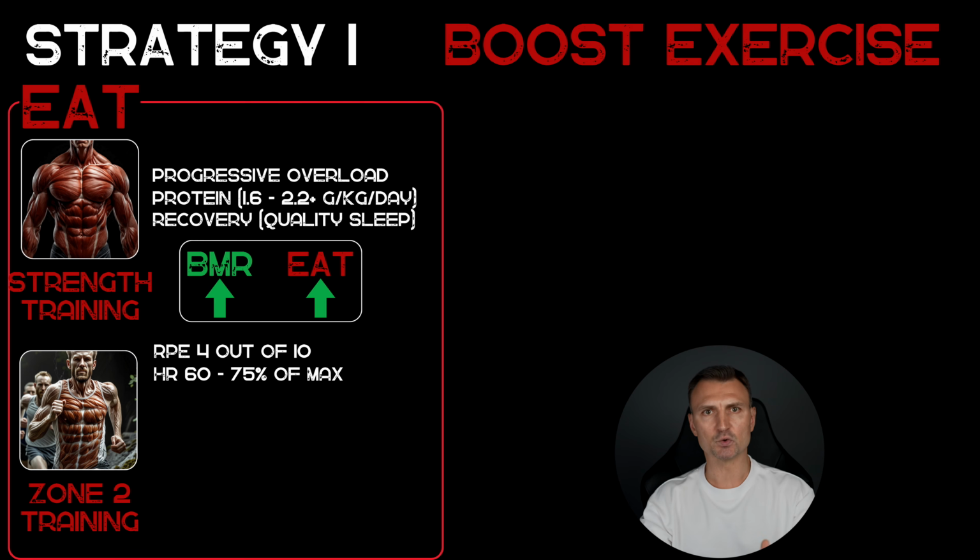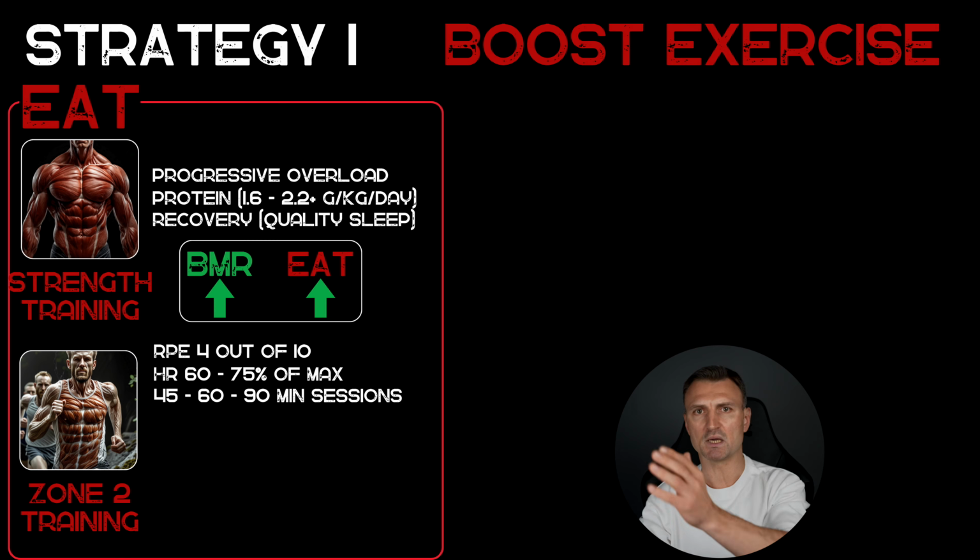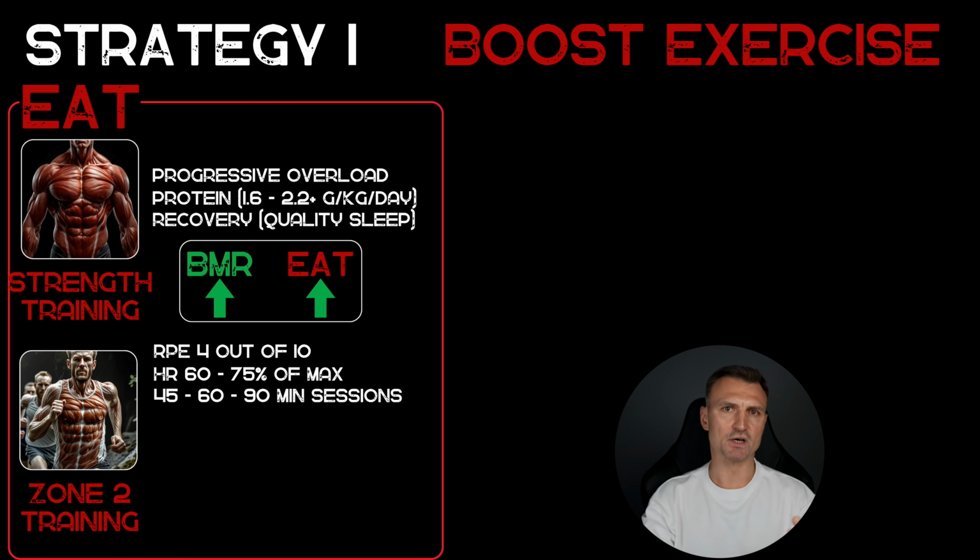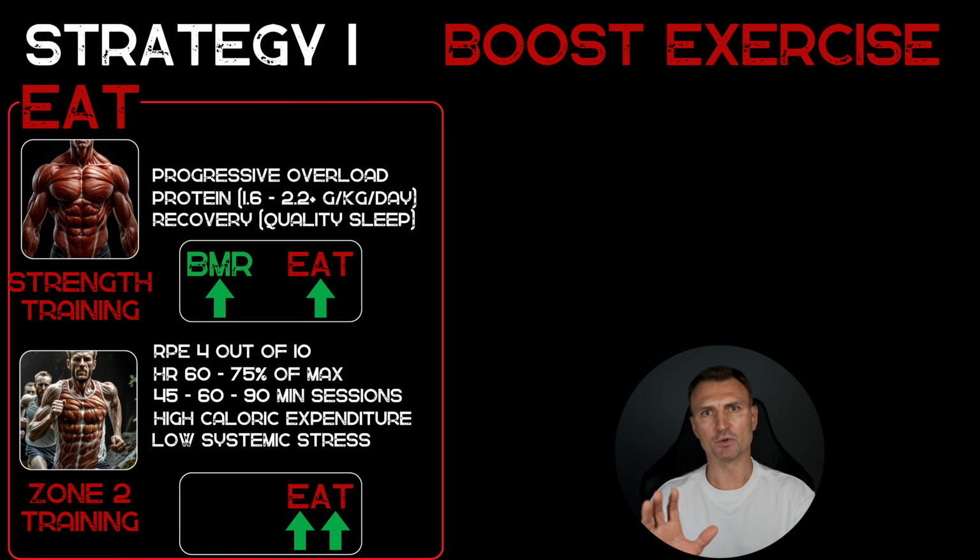And as a result, we can exercise for prolonged sessions, 45, 60, maybe 90 minutes, and this way we achieve notable energy expenditure. And at the same time, given the RPE, the rate of perceived exertion, is in the realms of 4 out of 10, we will get minimal systemic fatigue and much less pronounced cortisol response. So we get pretty high caloric output with relatively minimized systemic stress.